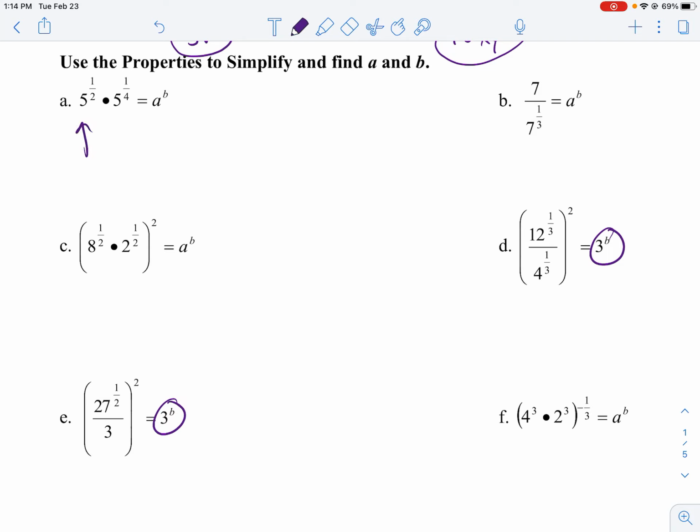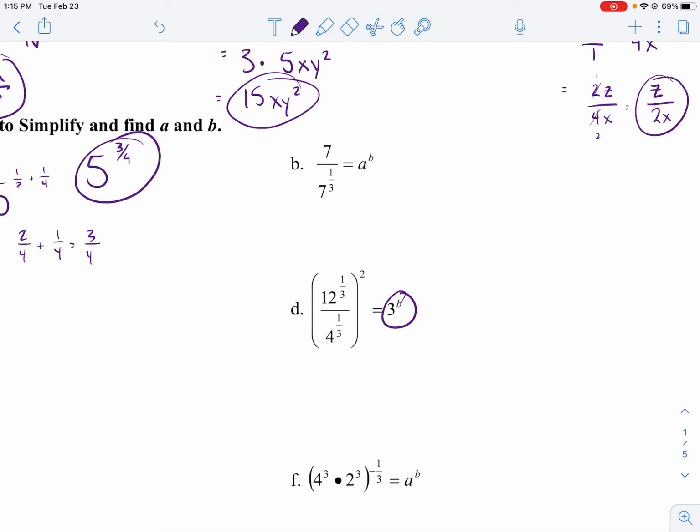So this one here, we have the same base. What do we do with the exponents? We add the exponents when you have the same base. We're multiplying, same base, add the exponents. So 1/2 plus 1/4, I have to multiply this by 2 over 2. So I get 2/4 plus 1/4, which is equal to 3/4. So our answer is 5 raised to the 3/4 power.